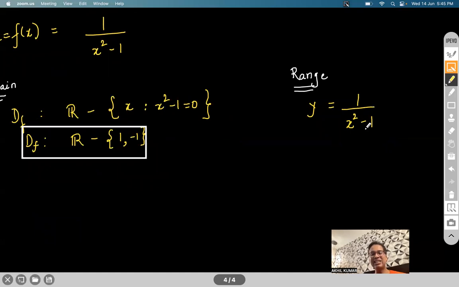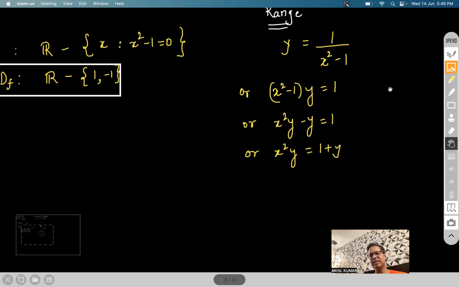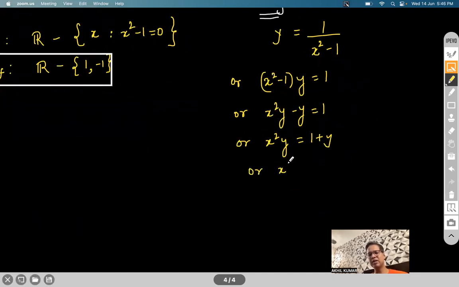Now, what you do is you make x square the subject of the formula. Ideally, you were making x the subject of the formula. In this case, you can actually make x square the subject. It will not matter to us even if we make x the subject of the formula, but x square will do the job for us. We don't have to go to x. So what I'll do now is I'll take the denominator and multiply it to the left side. Expand it. So x square y is equal to 1 plus y. So x square will be what? 1 plus y divided by y. Is it clear? Any question?